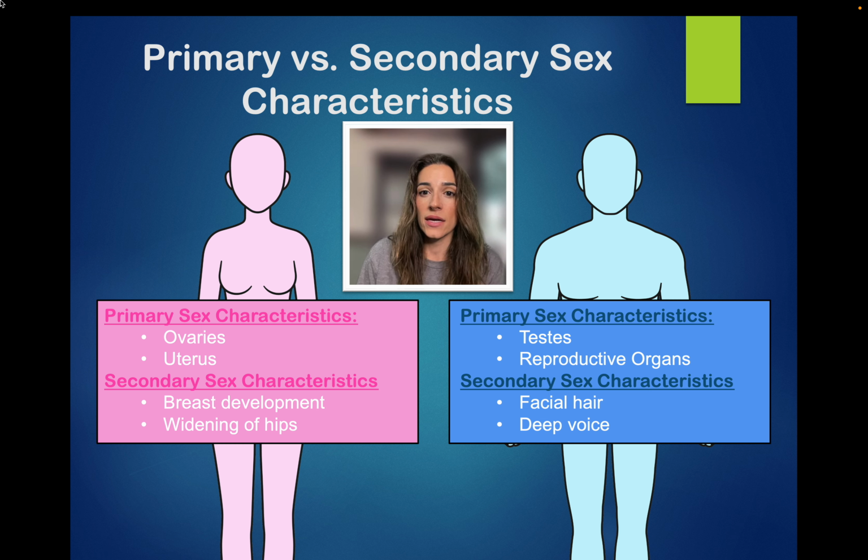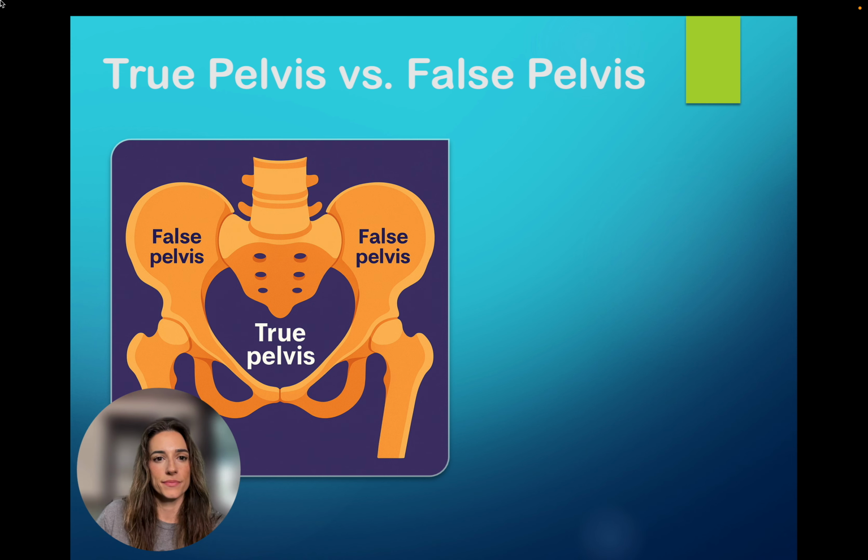These structures are present at birth, but they don't become fully functional until puberty, when hormones like estrogen and testosterone activate them. The secondary sex characteristics are the physical changes that appear during puberty. They're not directly involved in reproduction, but are triggered by those same hormones. In females, it's breast development, wider hips, fat distribution, and the start of menstruation. These changes don't produce gametes, but they signal sexual maturity and readiness for reproduction, both biologically and socially.